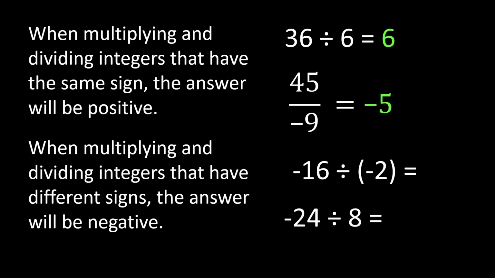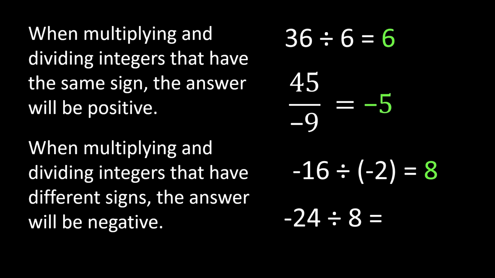The next example is -16 divided by -2. Don't get confused with the parentheses here. They're just being used to show that the 2 is negative. This is a division problem. 16 divided by 2 is 8, and the quotient is positive 8 because we divided two negative integers. When dividing integers with the same sign, the quotient is positive.